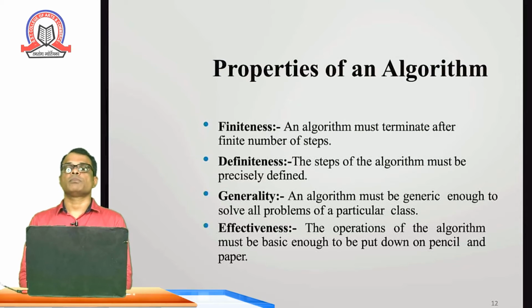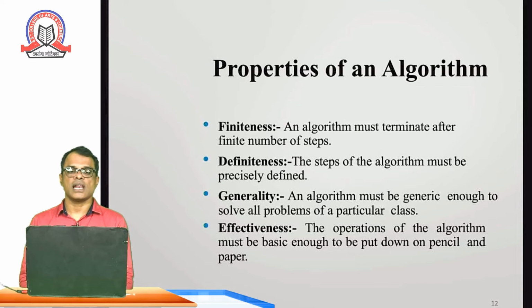Now let's start with the properties of an algorithm. There are many properties related to the algorithm, but I mention a few of them. The first one is finiteness. An algorithm must terminate after a finite number of steps. So when you are writing any algorithm, you have to take care that it ends after some finite number of steps. Then definiteness. The steps of an algorithm must be precisely defined. All the steps in the algorithm must be precisely defined.